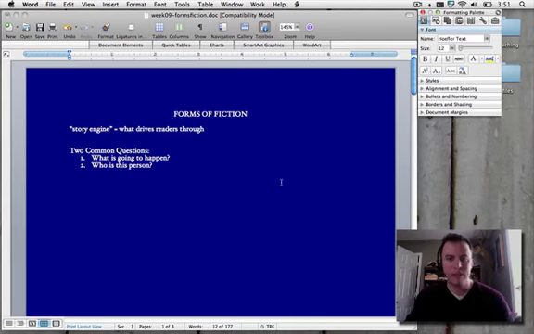Here we go. So, with forms of fiction, what we talk about so often is the engine of the story, which is to say, what is it that's driving the readers through from page one to the final page? And related to that is what questions are the readers asking of our work? One common question: what's going to happen, or what's going to happen next? This is a sort of plot-driven kind of thing.